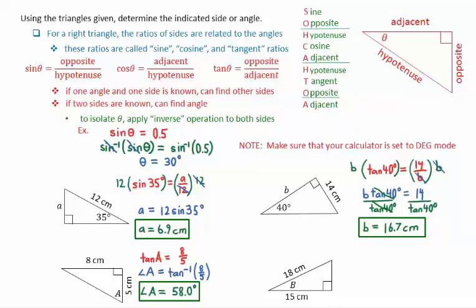For our last question, for angle B, note that the 15 is the adjacent side and the 18 is the hypotenuse. In this case, we have to use cosine of angle B equals the adjacent side divided by the hypotenuse, or 15 over 18. To solve for B, we take the inverse cosine of 15 over 18. Plugging this into a calculator, we get angle B equals 33.6 degrees.